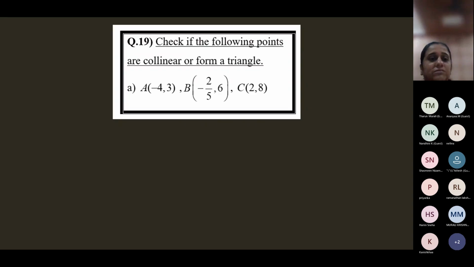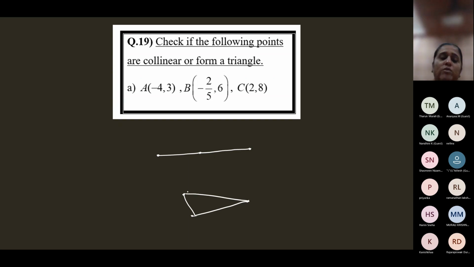Now look at this, children. Check if the following points are collinear or form a triangle. So we understood in the introductory class that when we have 3 points in a plane, there are only 2 cases. Either the 3 points are collinear, or if they are not collinear, they will form a triangle. These are the only 2 things that are possible.